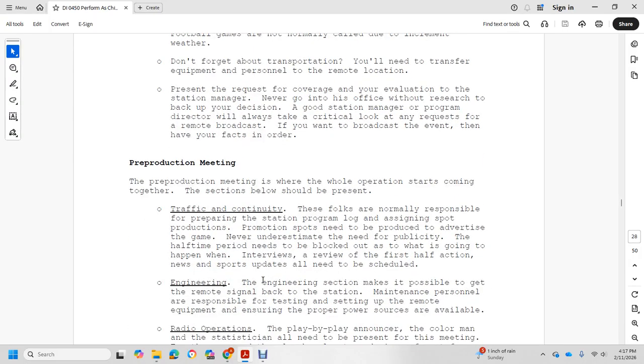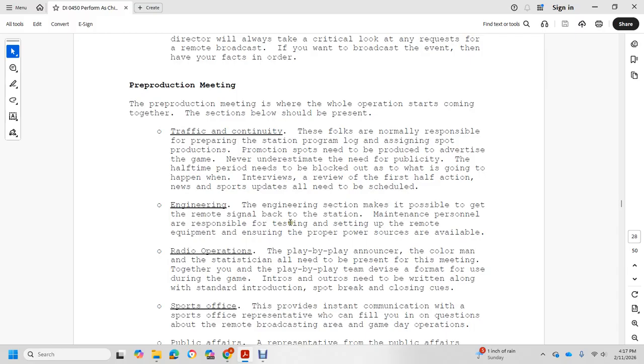Pre-production meeting. The pre-production meeting is where the whole operation starts coming together. The meeting should include traffic and continuity, the people normally responsible for preparing the station's programming, along with assigning spot production. Promotional spots are produced to advertise the game, and never underestimate the need for publicity. Halftime periods need to be blocked out: what is going on, the interview for a review of the first half of the action, the sports news, and updates all need to be scheduled.